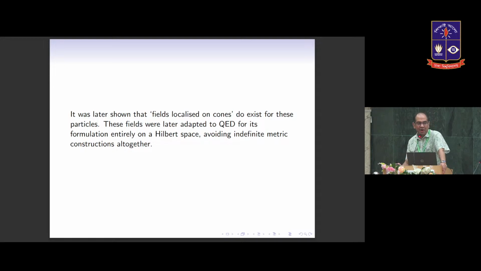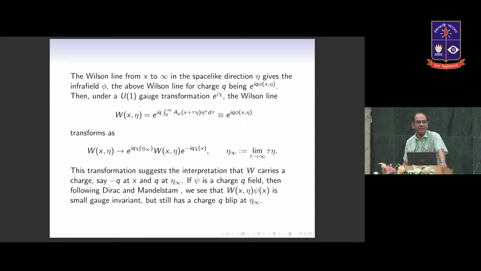Okay, so the problem was that if I want to write a field theory for these objects, how do I do this? And this is where a recent work by Moon, Rehren, and Schroer actually came into being. They found out, this is an old result, and the idea actually originally comes from Dirac and Mandelstam. So what you do is the following.